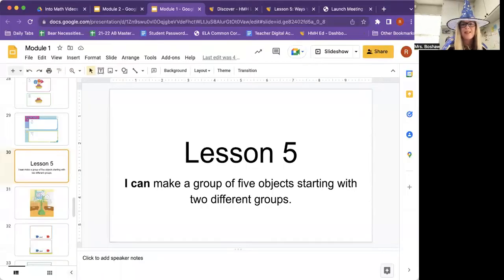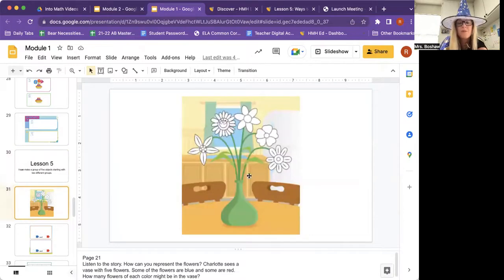So today, here's what we're doing. Today, I can make a group of 5 objects, starting with 2 different groups. What does that mean? I guess we'll find out. So here you go, friends. Here is a vase with some flowers. They're all white flowers, but this is where your crayons come in.